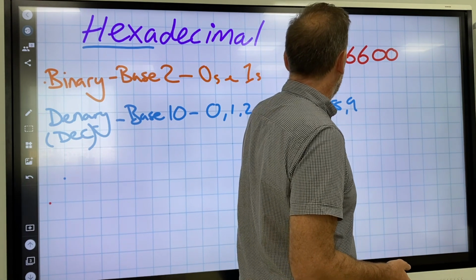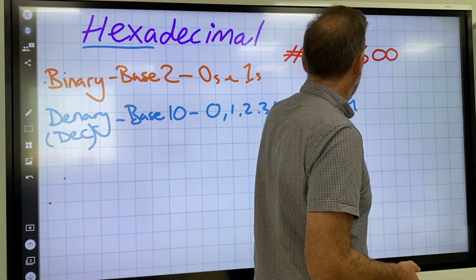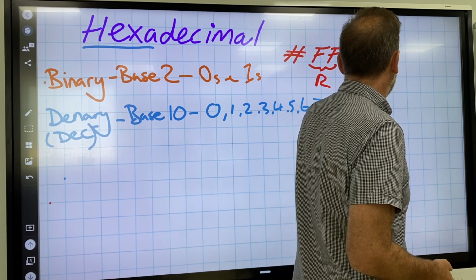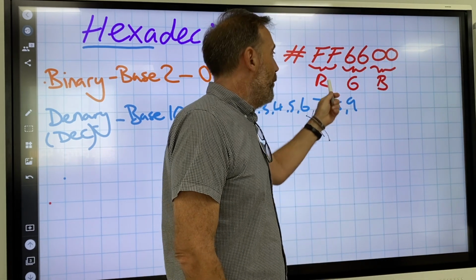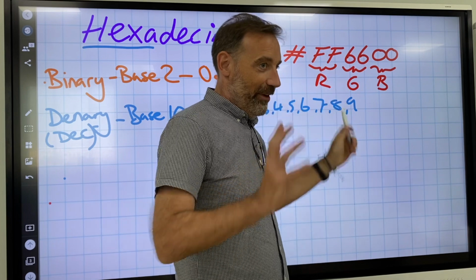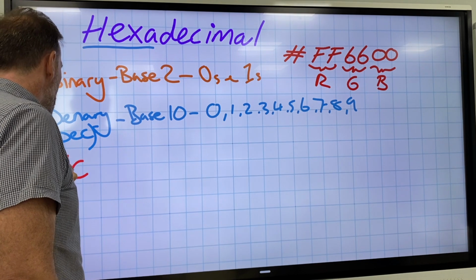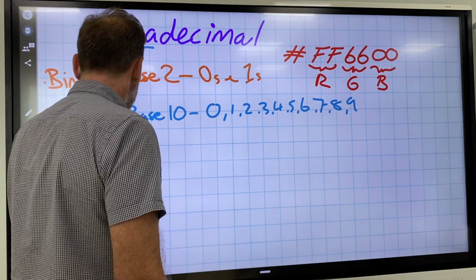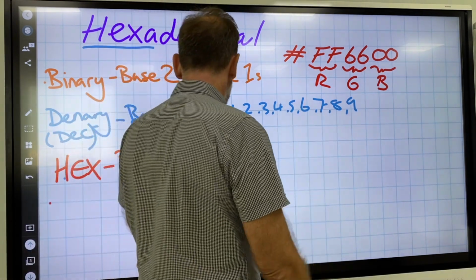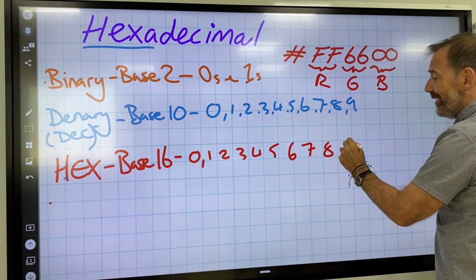That represents, now this, the color. This represents R, this represents G, and this represents B. RGB, red, green, blue. Okay? Hexadecimal. You've seen it before. Fantastic. So hexadecimal, base 16, goes 0, exactly the same as base 10, 1, 2, 3, 4, 5, 6, 7, 8, 9.